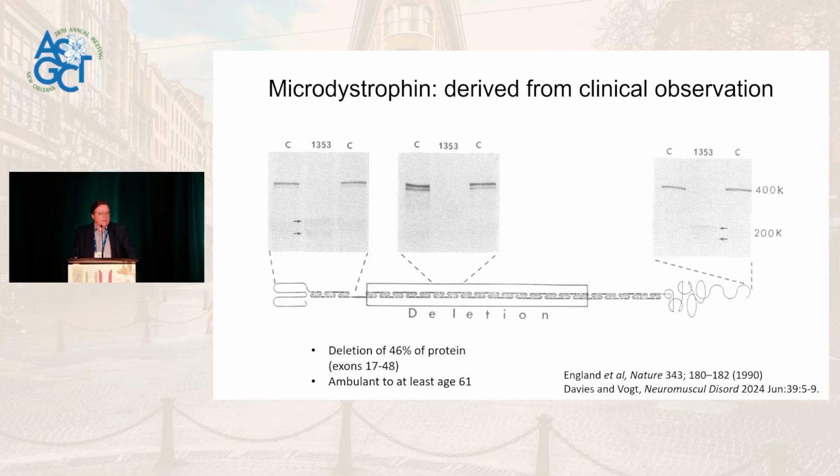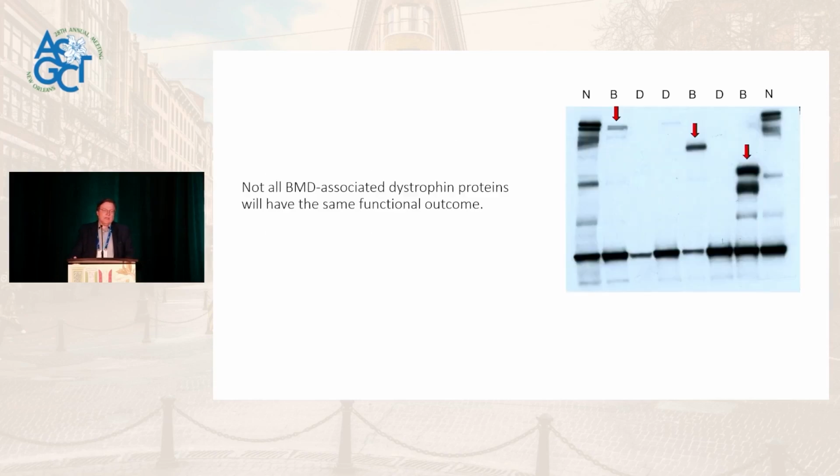One of the challenges for this, though, is that all internally deleted or all Becker-like mutations, all the dystrophins that are made from those, are not equivalent. We can see this in this example from a variety of patients from a large database. We have about 2,000 patients and about 400 samples from patients that we look at. And each of the red arrows marks a Becker patient sample. These are all different amounts and different sizes of Becker-like proteins. And you can see one of them is about 15% of normal levels, and one of them is about 140% of normal levels on this blot.